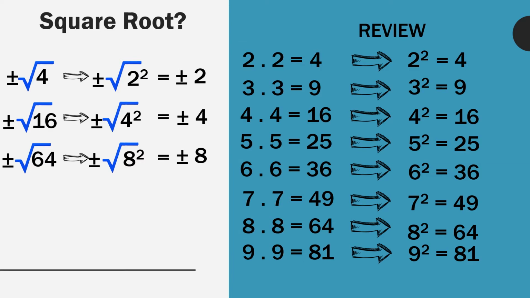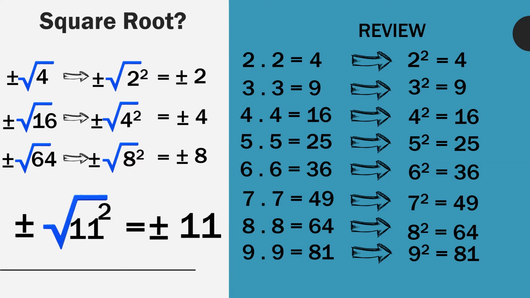Okay? Another example. Okay, positive and negative square root of 11 squared. That is equal to positive and negative 11. So meaning, you just simply cancel it out. Okay? So that is positive and negative 11. Oh, let's have some more examples.